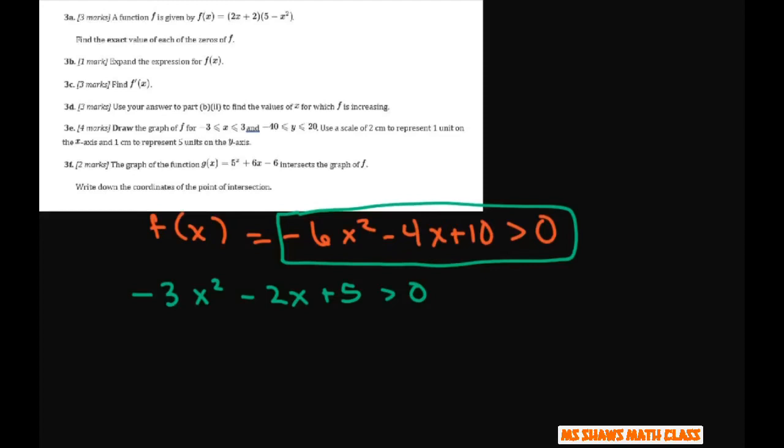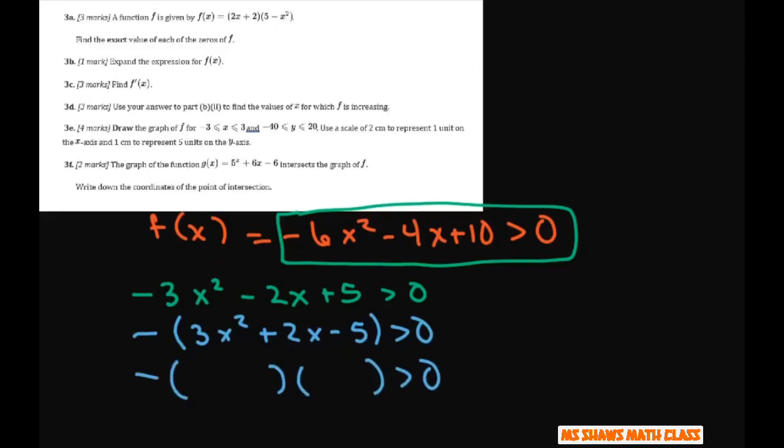I want to go ahead and factor out this negative just to make it easier. So that's 3x squared plus 2x minus 5 is greater than 0. And then we're going to factor this. So we're going to get 3x plus 5 and x minus 1, and that will give you that 2x in the middle there. Now we're going to do a sign diagram. This part is going to be -5/3, and this part is 1. And we still have this -1 out here.